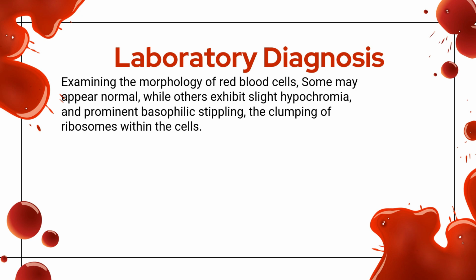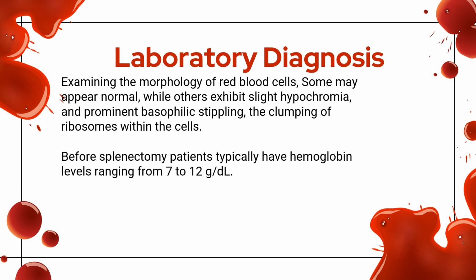One important aspect of laboratory diagnosis is examining the morphology of red blood cells, RBCs. Interestingly, the appearance of RBCs can vary. Some may appear normal, while others exhibit slight hypochromia, which is a reduction in color, and prominent basophilic stippling, the clumping of ribosomes within the cells.